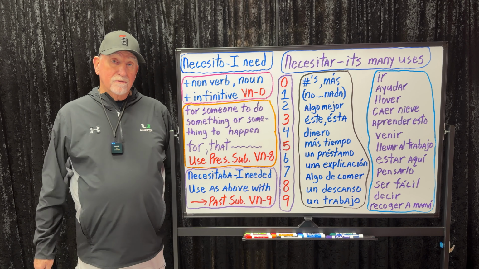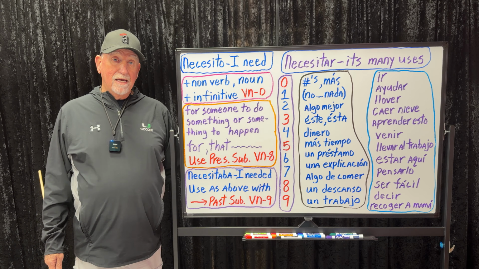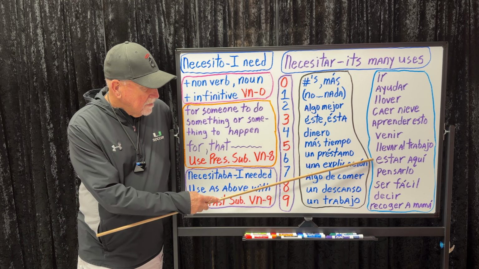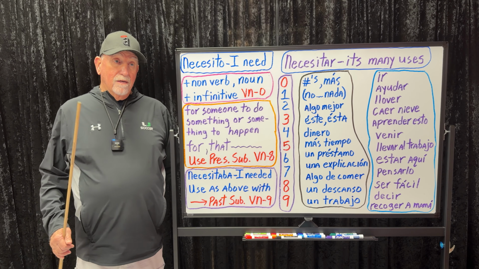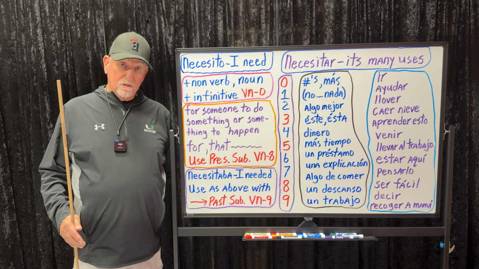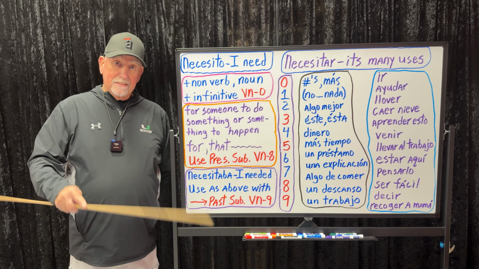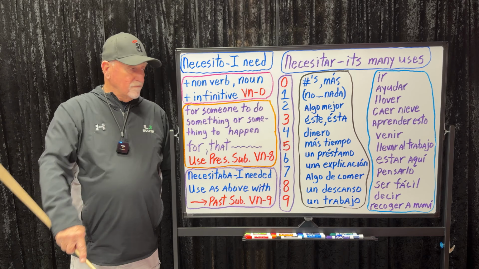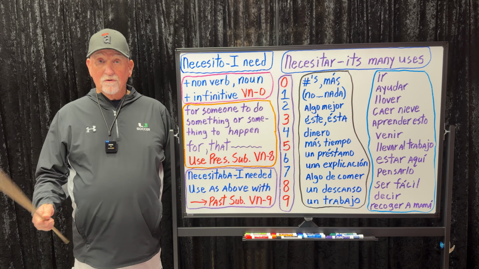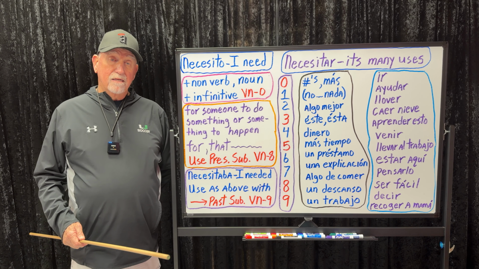Llevar al trabajo. I needed for you to take me to work. Necesitaba que me llevaras al trabajo. They needed for us to be there. Necesitaban que nosotros estuviéramos allí. I needed for you to be here. Necesitaba que tú estuvieras aquí. I needed them to think it over. Necesitaba que ellos lo pensaran.